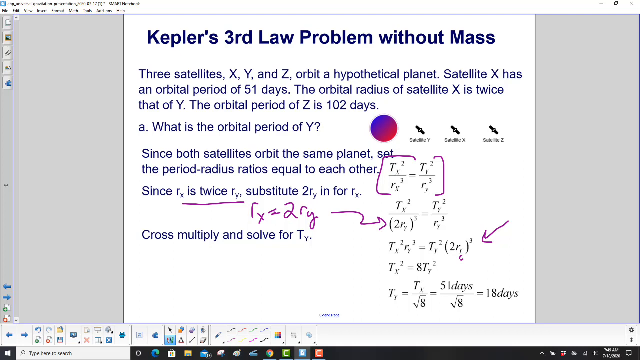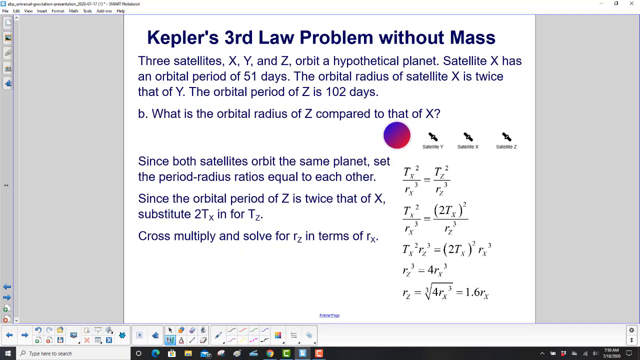What can we cancel out? The Ry's cubed will cancel out. So we have Tx squared equals 8 Ty squared. Ty then is equal to Tx over the square root of 8. And finally, at the very end, we put in our number. We have the period for X, which is 51 days. Divide that by radical 8, and we get 18 days for the period of Y.